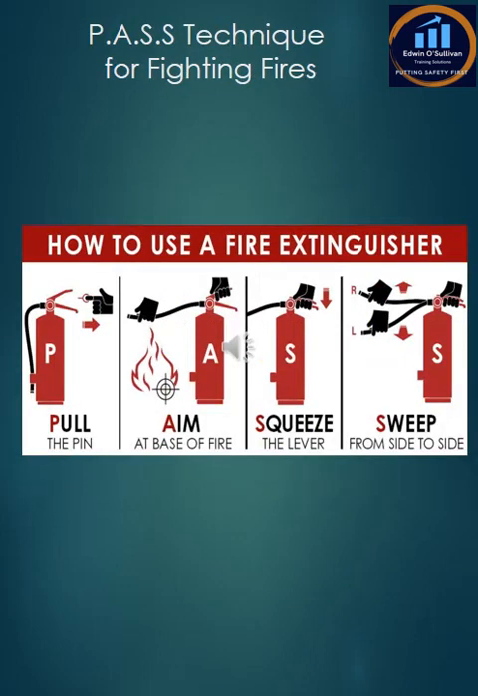So now we'll talk about our PASS technique for operation of a fire extinguisher. PASS stands for pull the pin, aim, squeeze and sweep. So we pull the pin on the fire extinguisher, we aim at the base of the fire, we squeeze the lever to activate the fire extinguisher, and we sweep from left to right. Later on in the course we will have a video demonstration of this PASS technique. It's important to note that this is part of your practical demonstration when we decide to meet either online or on site.